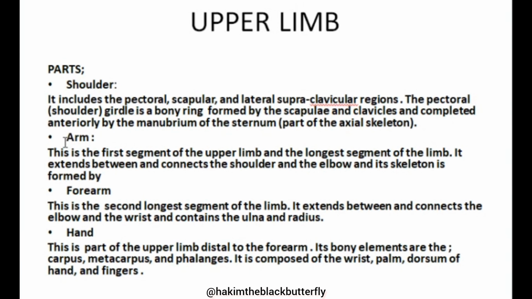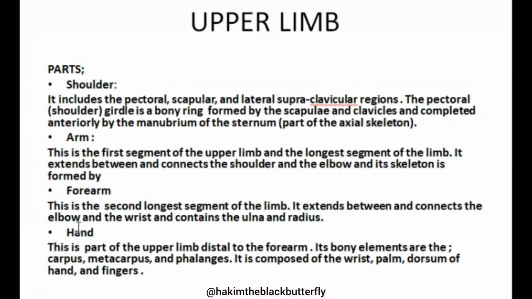The arm is between the shoulder joint and the elbow joint. We are also going to talk about the muscles of the arm, and if we are to do the muscles of the arm, we shall also look at the anatomy of that bone of the arm known as the humerus. After the arm, we are going to look at the muscles of the forearm. The forearm is between the elbow joint and the wrist joint.